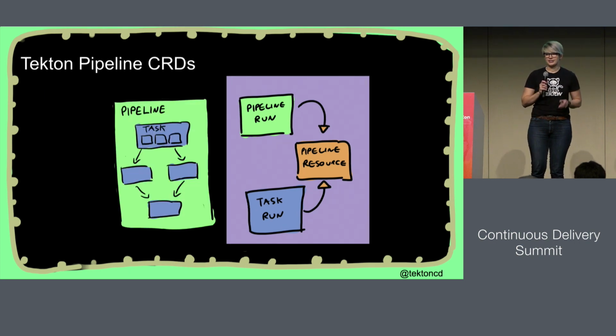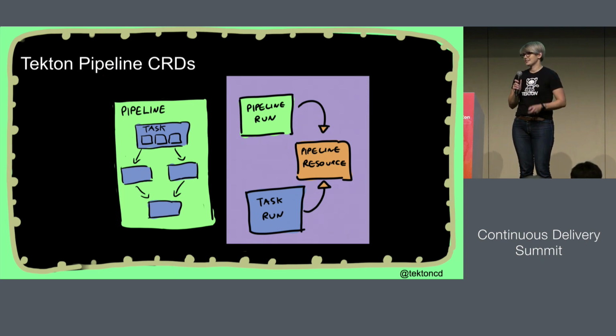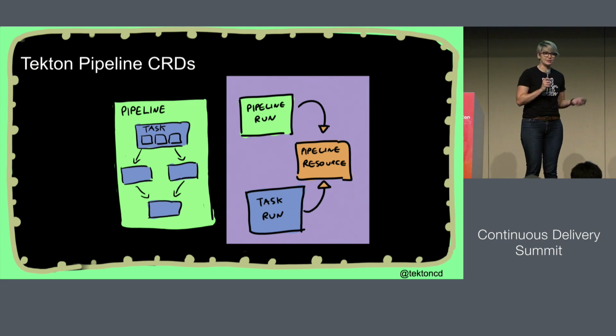So for Tekton Pipelines, we've extended Kubernetes with 5 types altogether. We have tasks that are made of steps, we have pipelines that are made of tasks, and then we actually run those using pipeline runs and task runs, and we provide runtime information with pipeline resources.